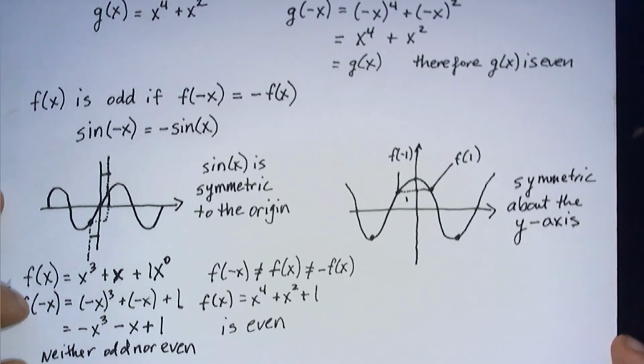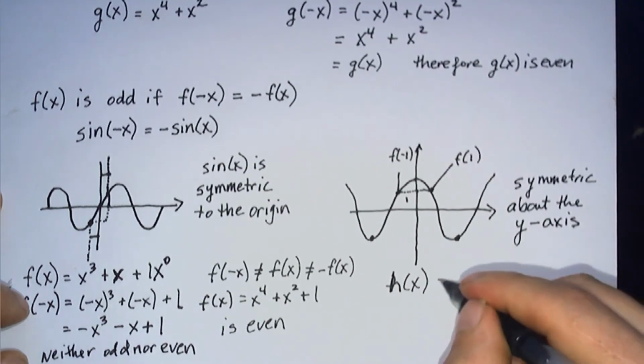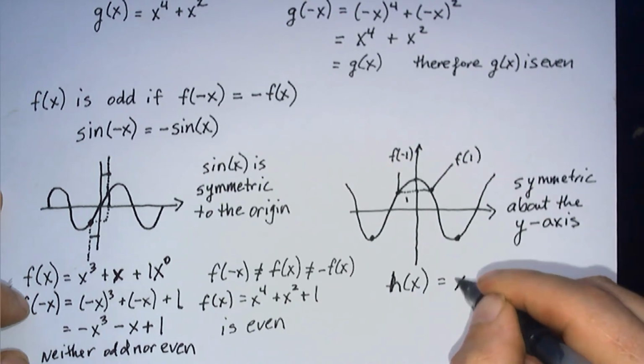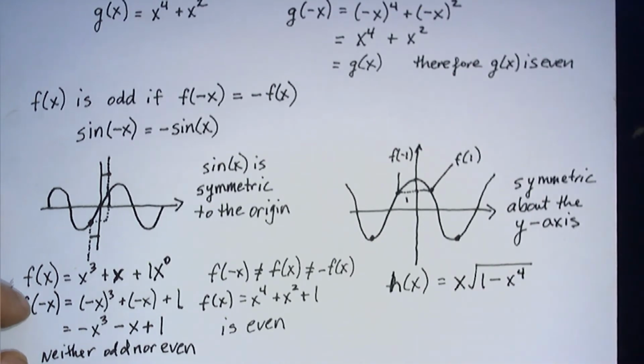Okay, one last example. And we're going to look at a function, let's change letters, h of x. H of x is equal to x times the square root of 1 minus x to the 4th. And I want to determine the symmetry on this. Now you might want to graph this on your own just so you can see what it looks like. That's up to you. It is kind of a circle looking thing, but it's restricted between 1 and negative 1, so it's kind of a crazy little function.